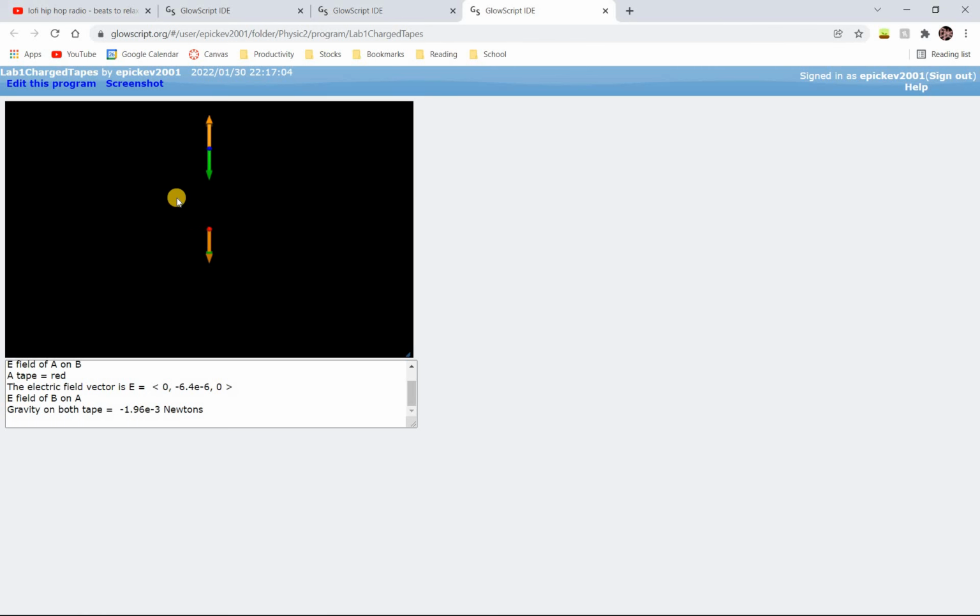And this is my model right there. This is tape B and this is tape A. You can see on B, the electric field and gravity cancel each other. On A, the electric field is going down and gravity is down, and this is the tape that we are holding.